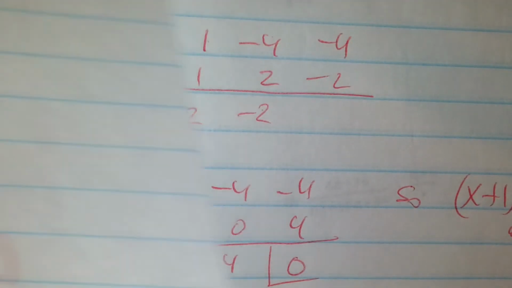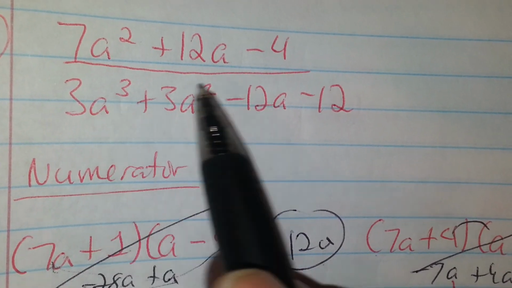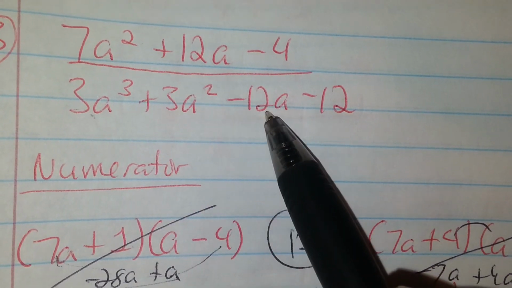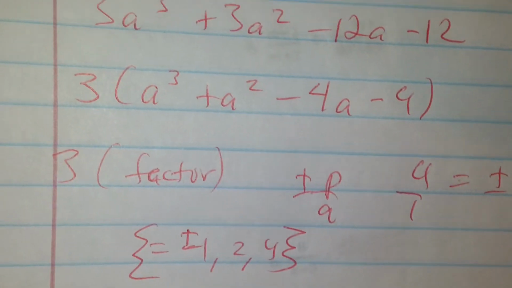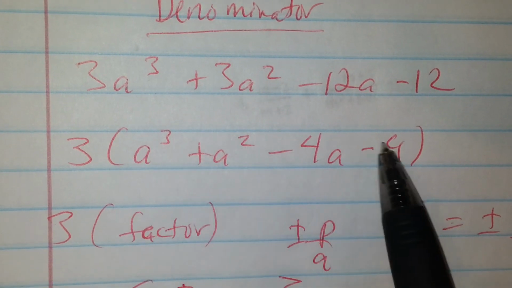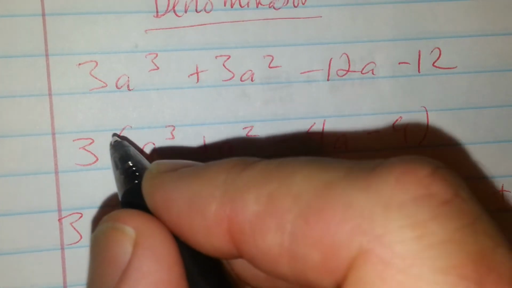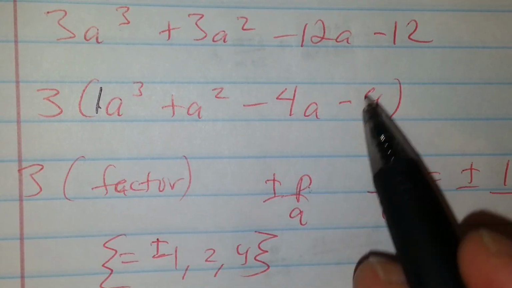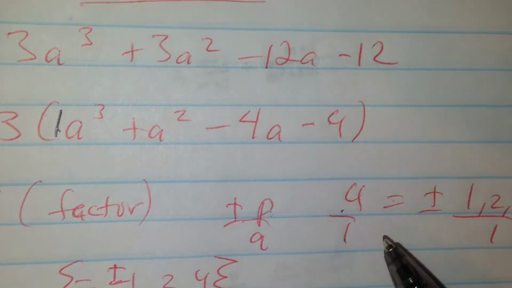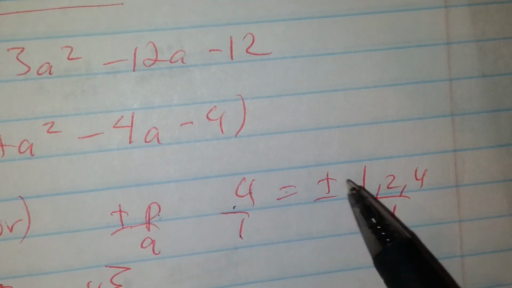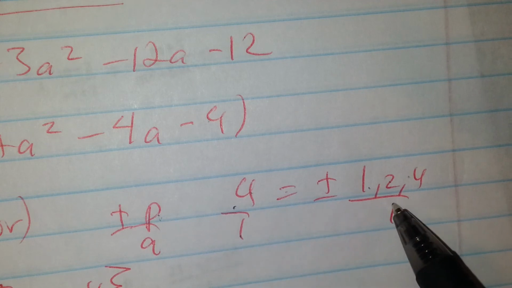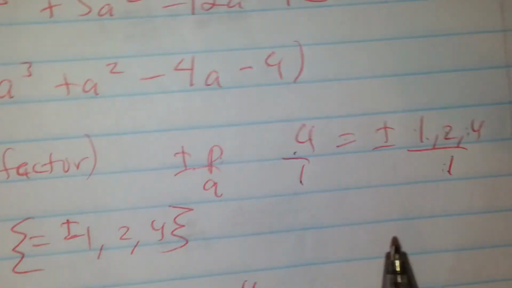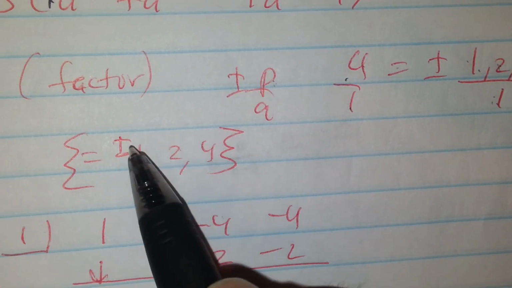The denominator for this is, notice, first thing we look for is a common factor. 3, 3, and 3 goes into negative 12 and negative 12. So I factor out that and I'm left with this. Notice my leading coefficient here is 1 and here's negative 4. So remember, I do the P over Q: the factors of 4 over 1, plus or minus. The factors of 4 are 1, 2, and 4, and the factors of 1 are 1. So my possible zeros are 1 over 1, 2 over 1, or 4 over 1. So it's 1, 2, and 4, plus or minus.